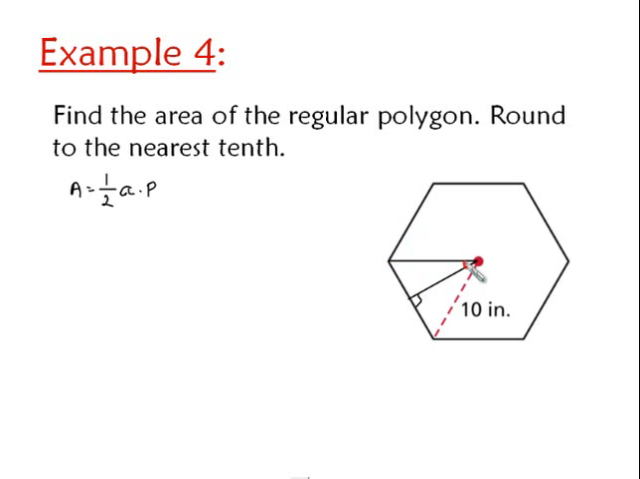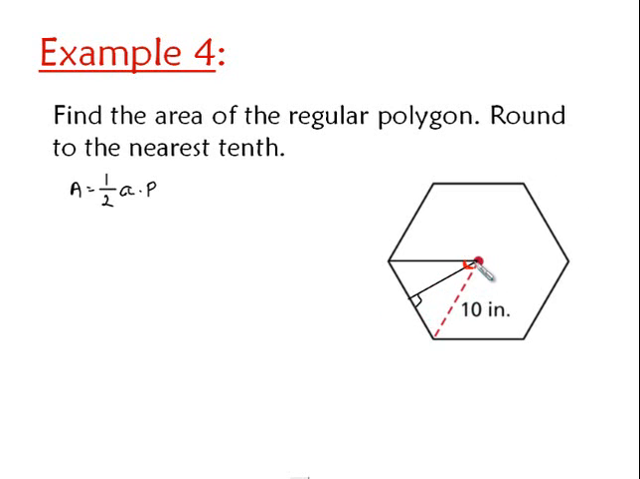Now, if I were to go from here all the way around and back, that would make a full 360 degrees. So I'm going to use that information to help me find that angle down there. If I were to draw all of these segments here, that would give me 6 central angles. If I took 360 degrees and divided that by 6, that would tell me what each central angle equals. So 360 degrees divided by 6 is equal to 60. That means the central angle is 60 degrees.